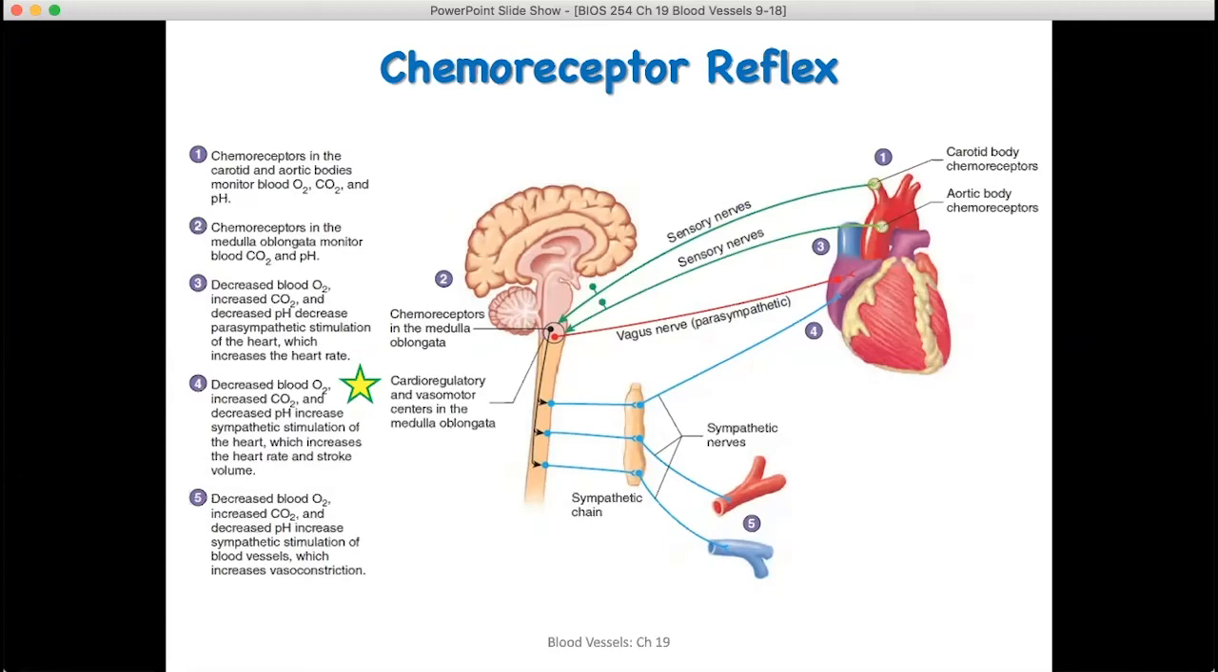This in turn will increase your heart rate, your stroke volume, and vasoconstriction. This in turn will increase venous return, allowing the blood to go back to the lungs much quicker so that you can have gas exchange, returning oxygen levels back to normal and/or carbon dioxide levels and pH.